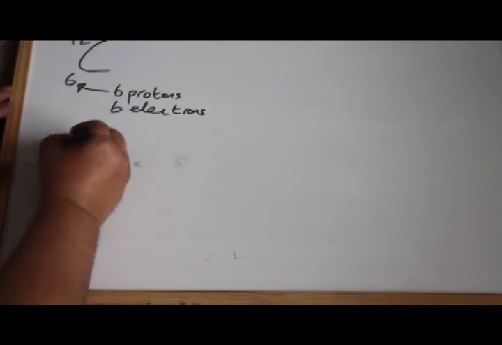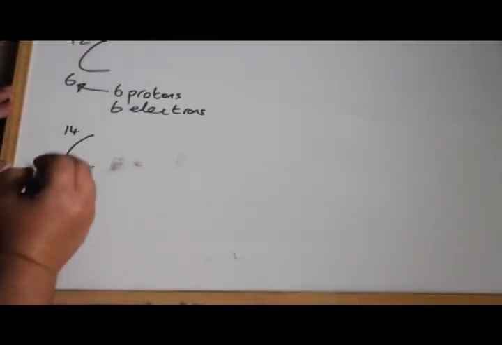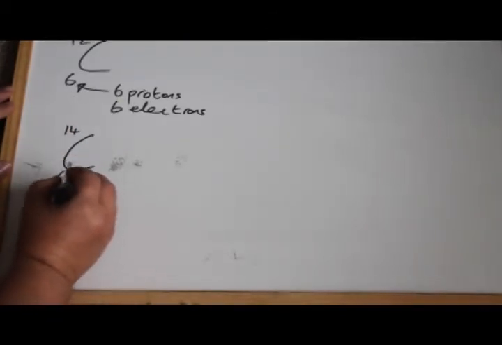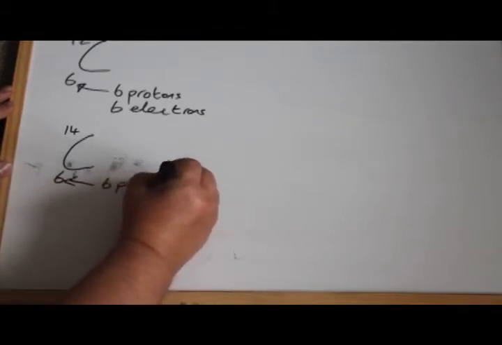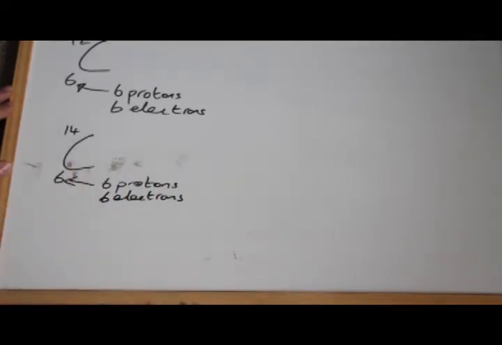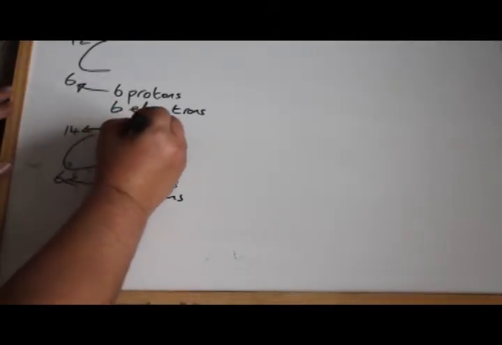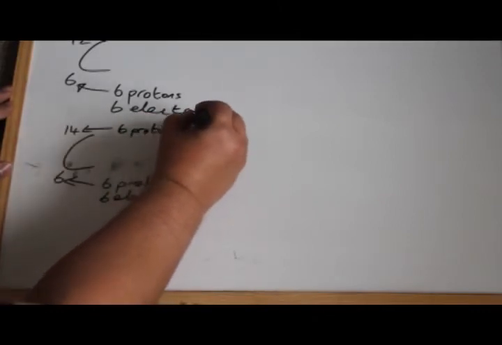If, however, we come across carbon-14, which is the radioactive isotope of carbon, it has a mass of 14, hence the name, and still has 6 protons, otherwise it wouldn't be carbon anymore. And since it's not been ionised, it's also got 6 electrons. But now its mass has been increased, so we've got 6 protons, but 14 take away 6 leaves us with 8, so we must have 8 neutrons.